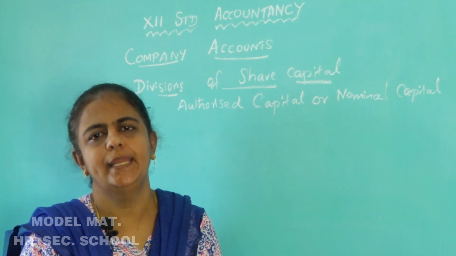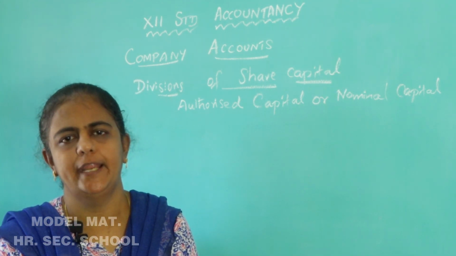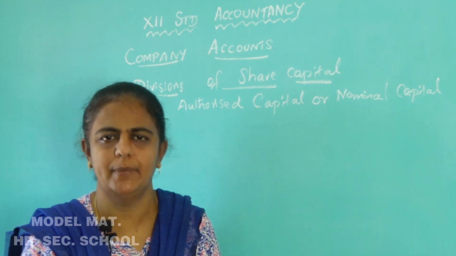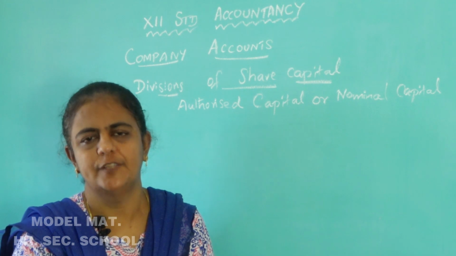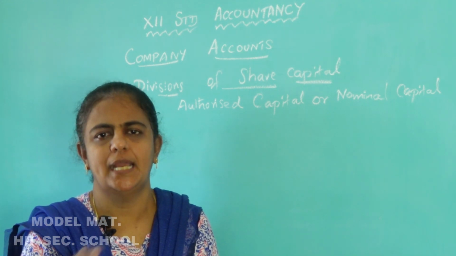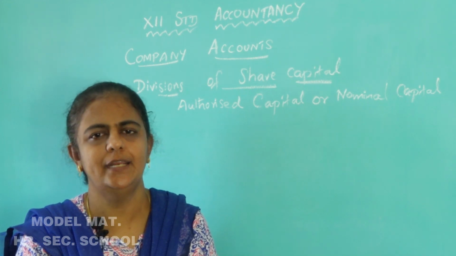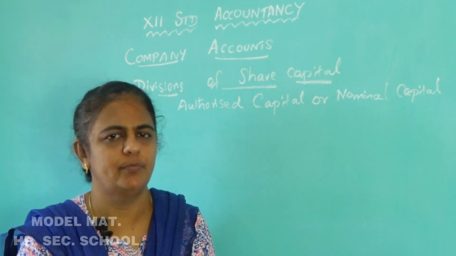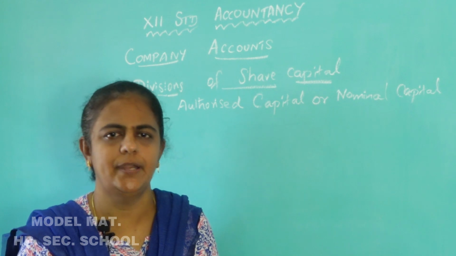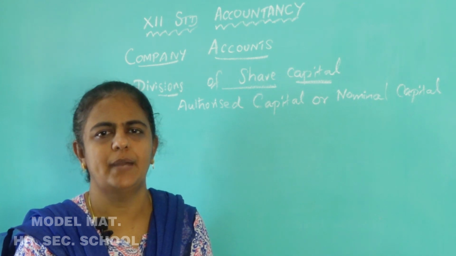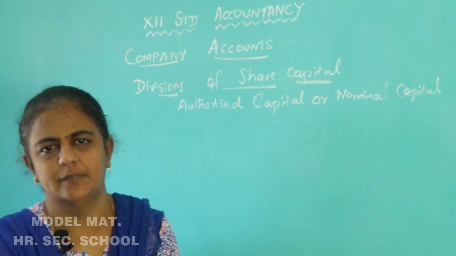If you want to make any alteration or any changes in the authorized capital, then it has to be changed in the memorandum. For that, a special resolution has to be passed. If you pass an ordinary resolution, that cannot be changed. So, alteration in the capital or any changes in the memorandum can be done only after passing a special resolution.